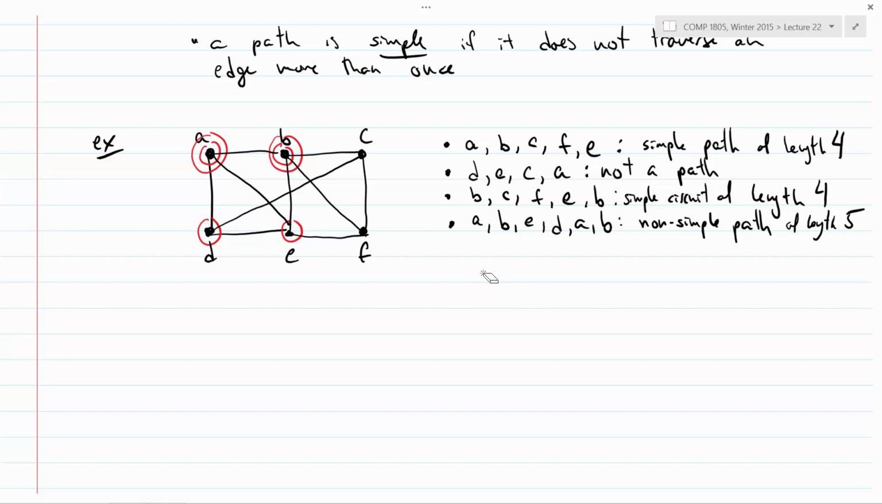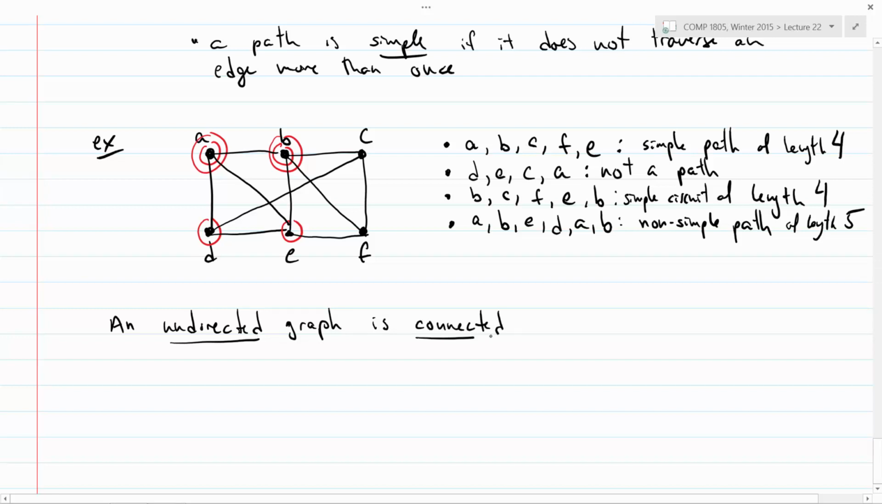All right, so a little bit more terminology now that we know this stuff. Now that we have the idea of paths, we're ready to talk about the idea of the graph itself being connected as opposed to two vertices being connected. So an undirected graph, and it's important that this is undirected. I'll talk about the directed case a little bit later. An undirected graph is connected if there is a path between every two distinct vertices in the graph.